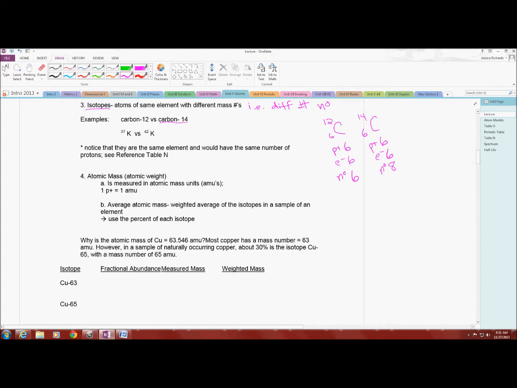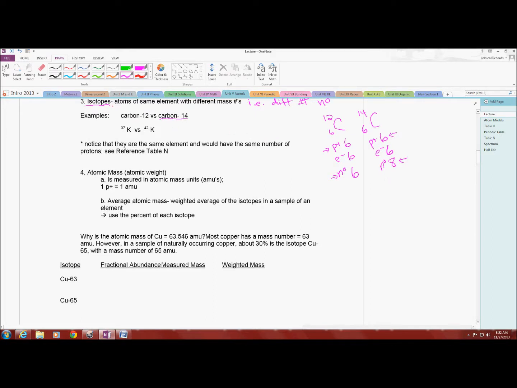Remember what I said earlier about the ratio of protons to neutrons? If it's 1 to 1, you have a pretty stable nucleus. The farther away from the 1 to 1 ratio you get, the more radioactive it is. So carbon-14 is a radioactive isotope of carbon-12. Iso means the same, so we're talking about the same element, but we're going to have different masses.